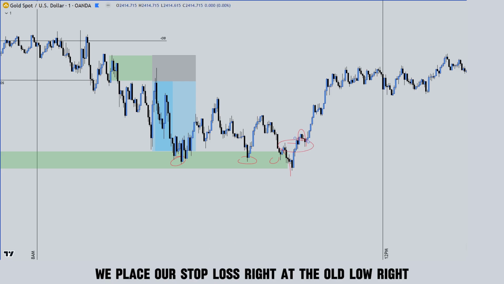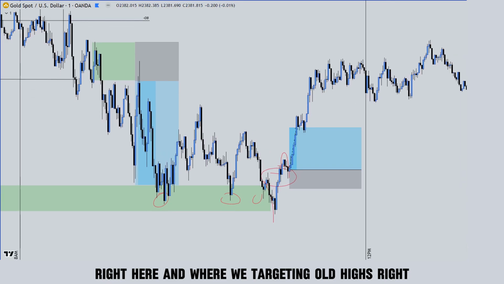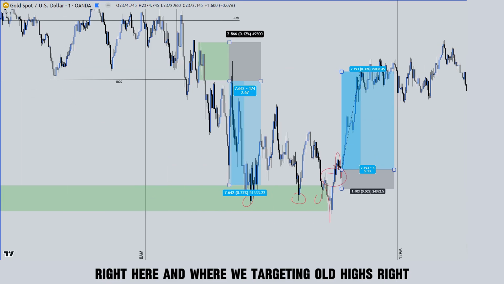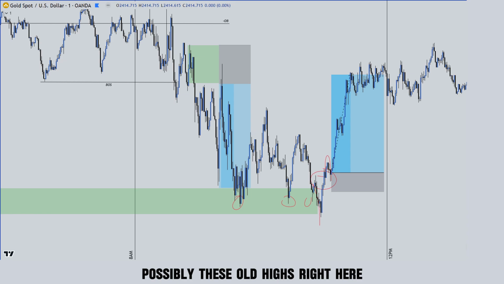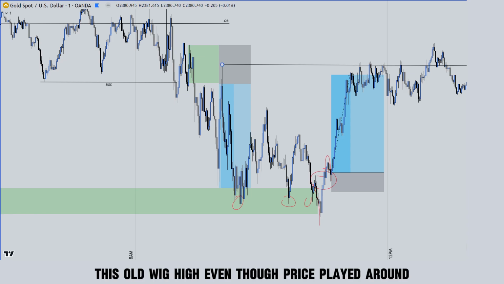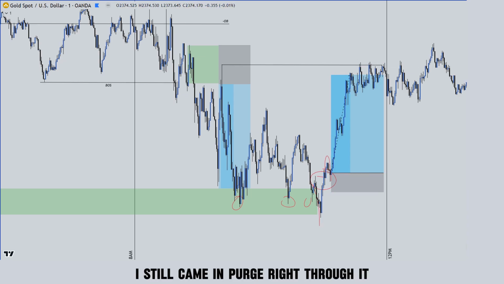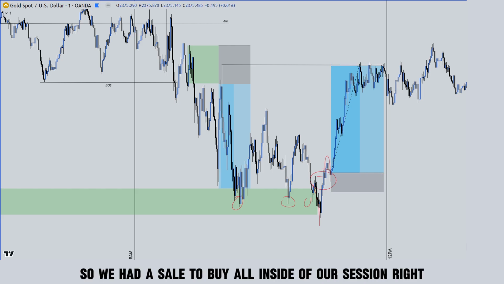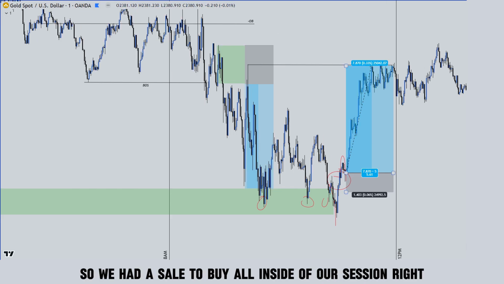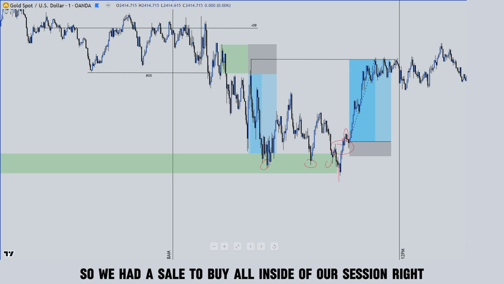We place our stop loss right at the old low, right here. And where we're targeting old highs, right? Possibly these old highs right here, this old wick high. Even though price played around, price still came in and purged right through it. So we had a sell to buy all inside of our session, right?